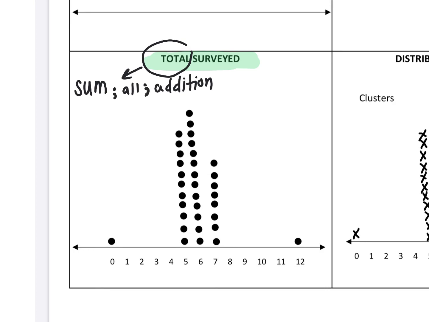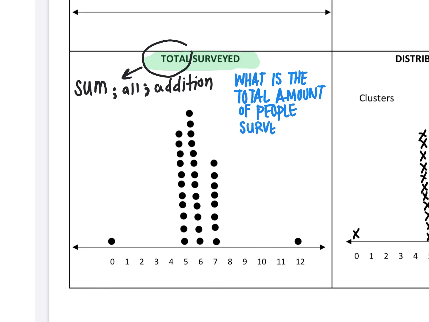And so what we're going to do is we're going to figure out the total amount of people surveyed. So I want you to write down the question. What is the total amount of people surveyed? So we're going to see how many people were surveyed when I asked how many books did you read over distance learning. Okay, let me get my highlighter and we're going to start counting.